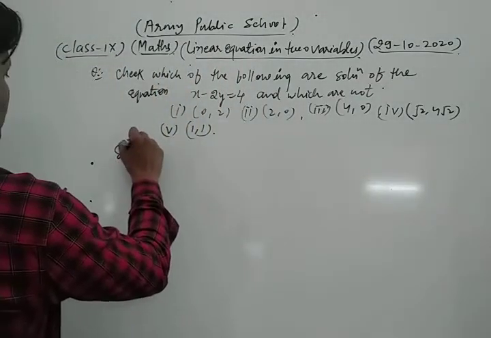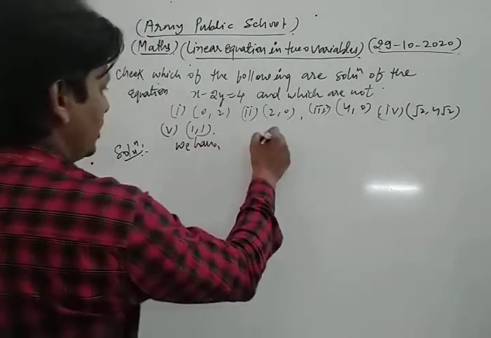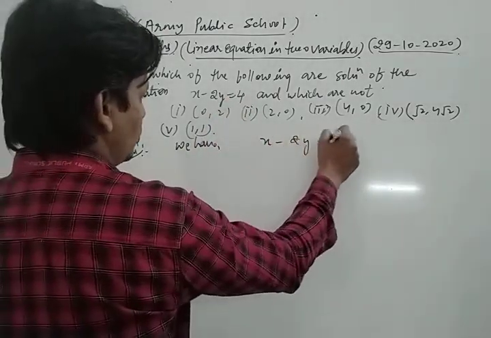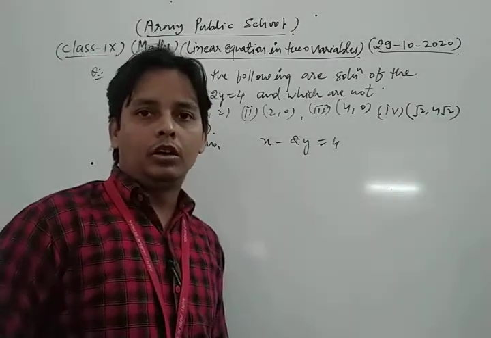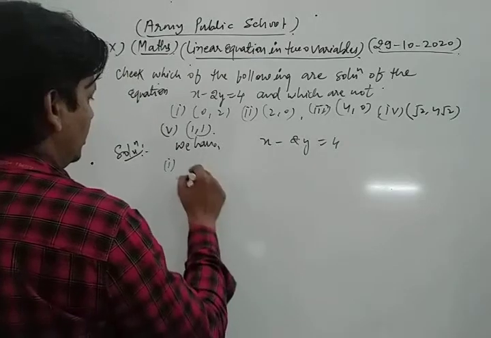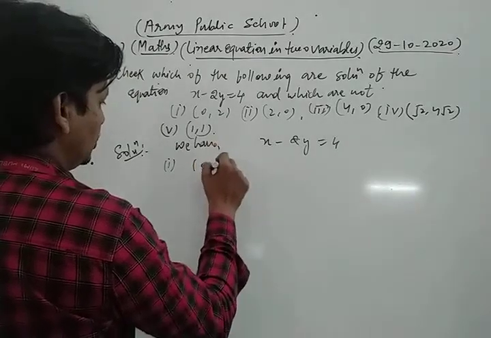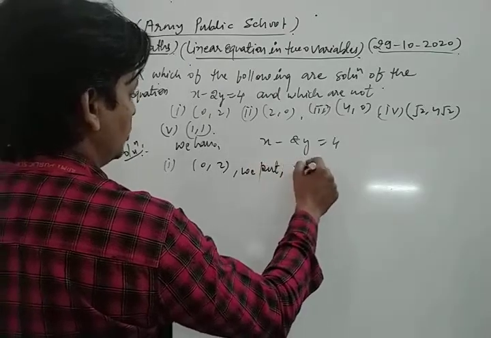First of all, we have an equation x minus 2y is equal to 4. First of all, we check the first option, which is what? 0 comma 2. Now, first of all, we check the 0. So we put x is equal to 0.